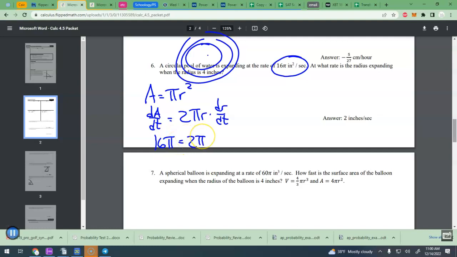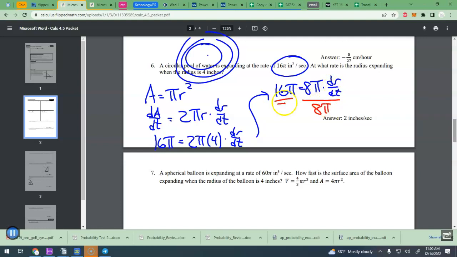And they tell me the radius is 4, and I'm looking for dr/dt. So then that gives me 16 pi equals 8 pi times dr/dt. And if I divide both sides by 8 pi, the pi's would cancel, and I would get 2 inches per second for my answer.